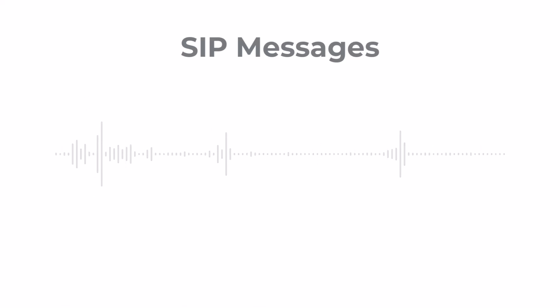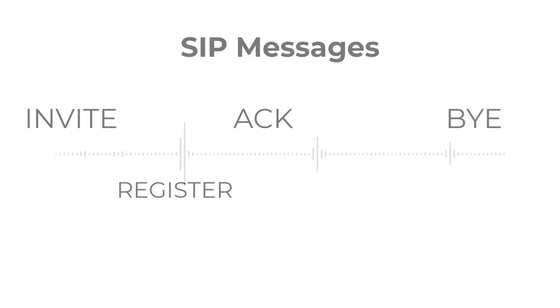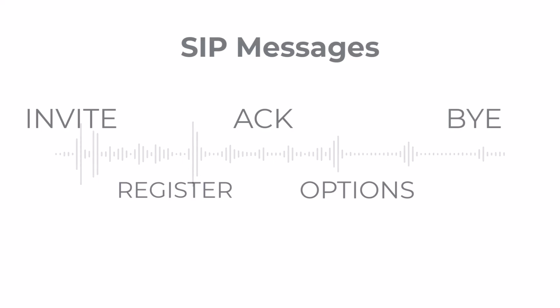SIP messages look a lot like email or HTTP because they're text-based. You'll see words like INVITE, ACK, BYE, REGISTER, and OPTIONS. For example, an INVITE message is SIP's way of saying, "Hey, I want to start a call with you." A BYE message tells the other side, "This call is over."